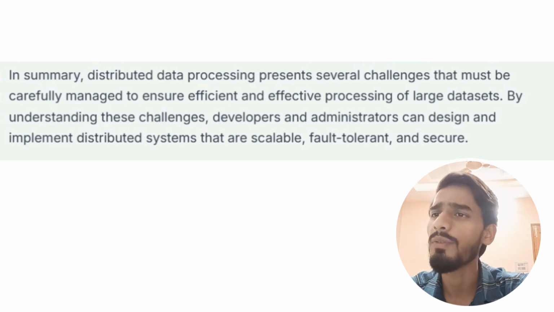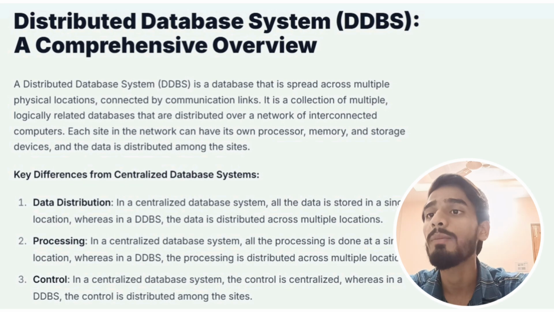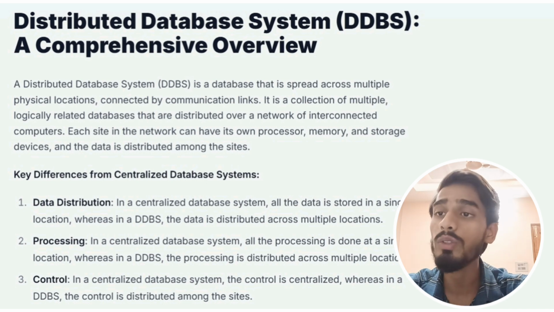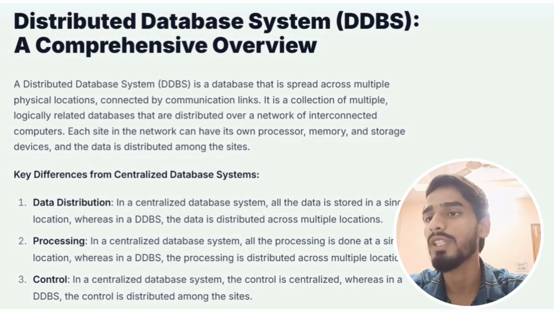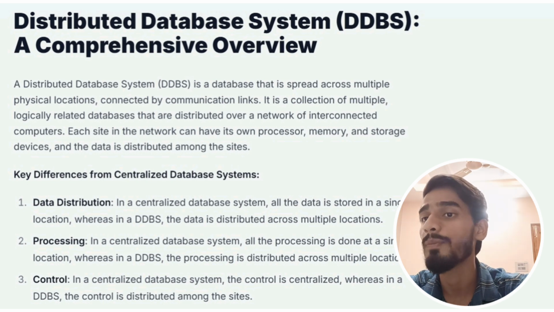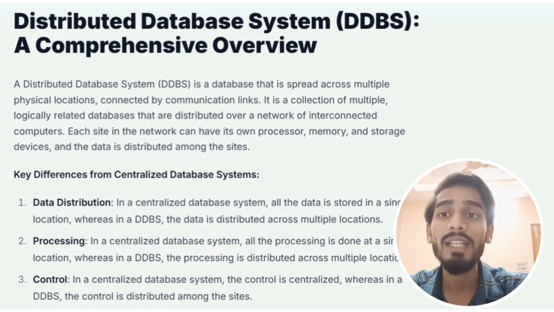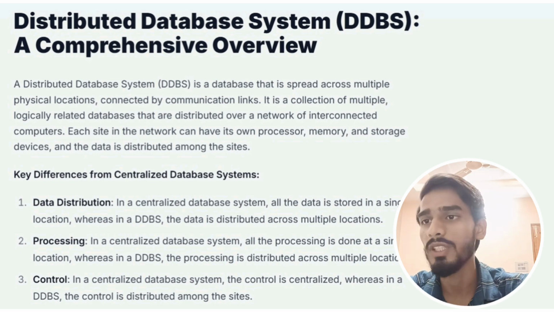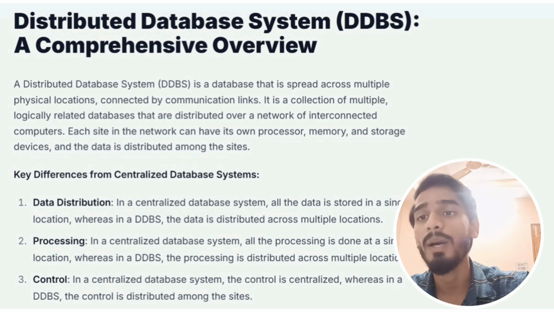Now let us define distributed database system. How does it differ from a centralized database system? And let us also discuss the key components and characteristics of distributed database system. First, what is distributed database system? It is a database that is spread across multiple physical locations connected by communication links.